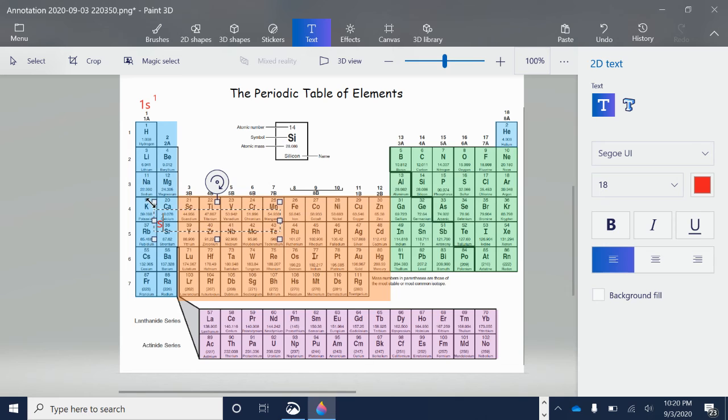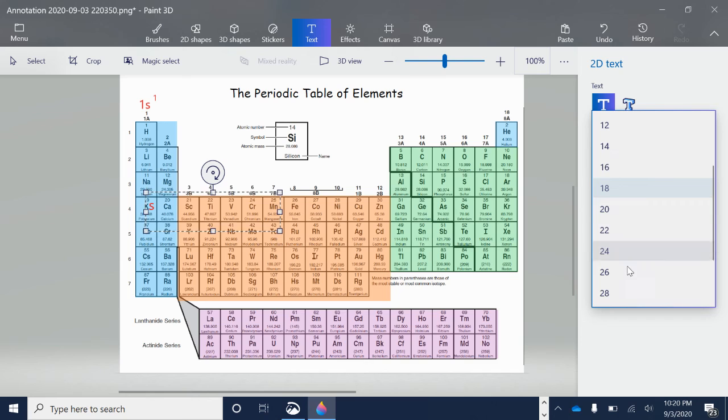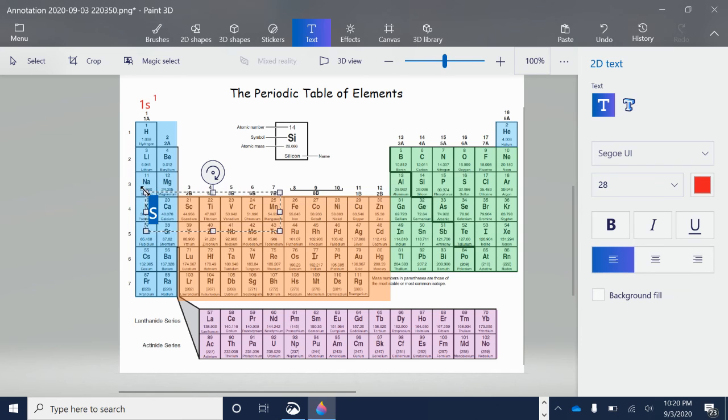This is our S block. Make that really big. Okay. Our S block. This is our P block. This is our D block. This is our F block.